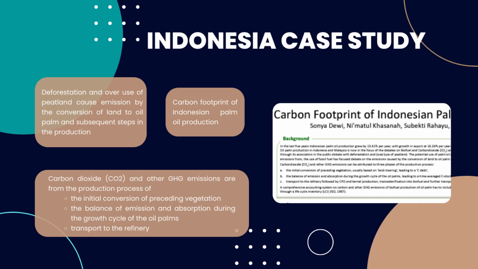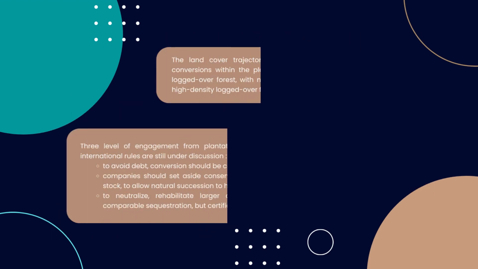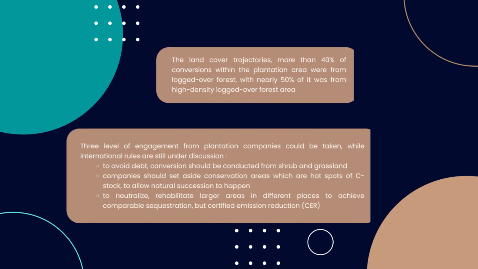The balance of emission and absorption during the growth cycle of the oil palms leads to a time-averaged C stock that influences C debt and repay time. Then comes transport to the refinery, followed by CPO and kernel production, transesterification into biofuel, and further transport to the end users. The results show that in land cover trajectories, more than 40% of conversions within the plantation area were from the logged-over forest, with nearly 50% of it from high-density logged-over forest area.